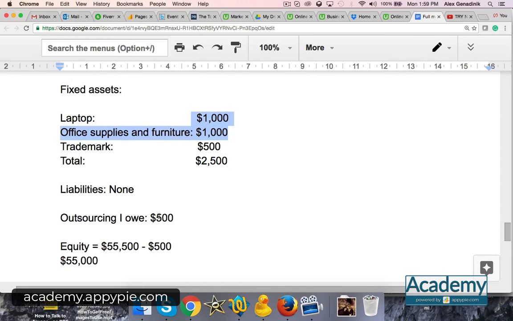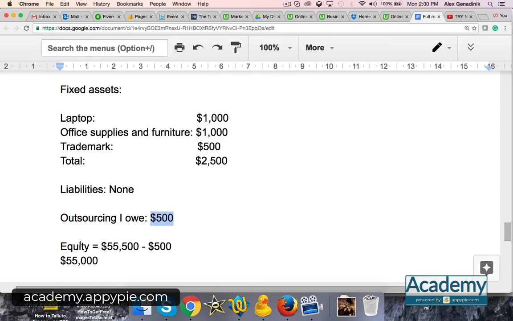And then for liabilities, basically the only liability that I have for this kind of business, this is an easy business, right? There's not a whole lot of moving parts when it comes to these things, and it's just outsourcing that I owe a bill. And again, it's not even a real bill. I just made it up for the example's sake.